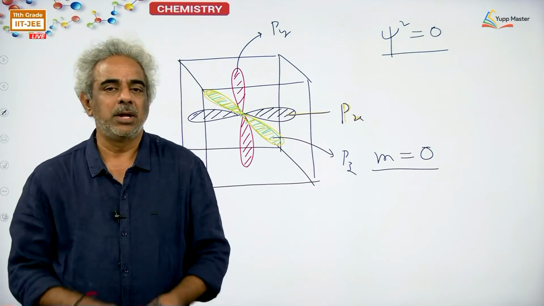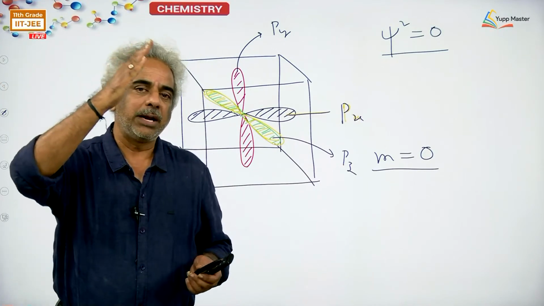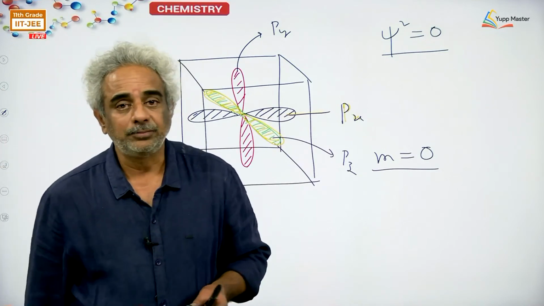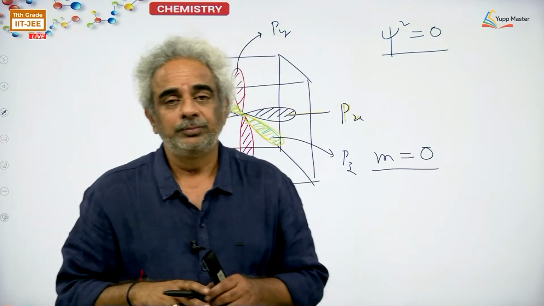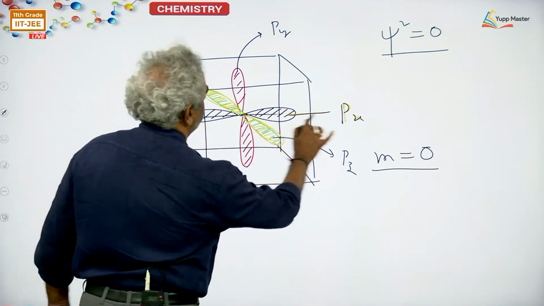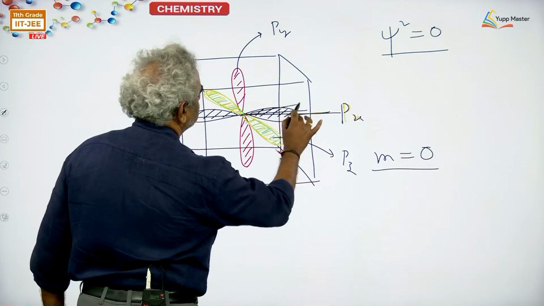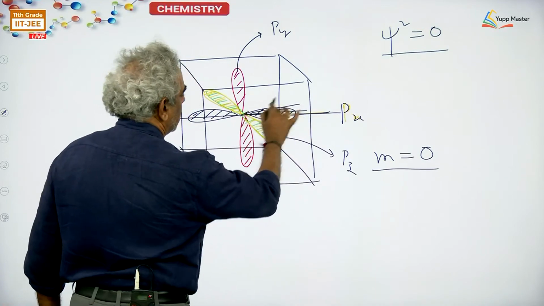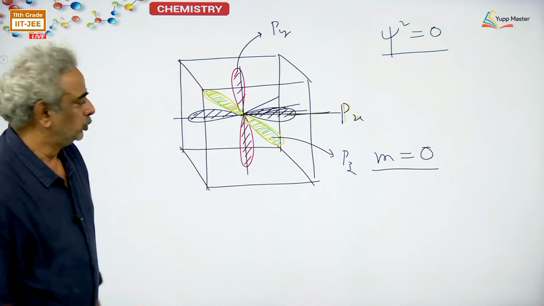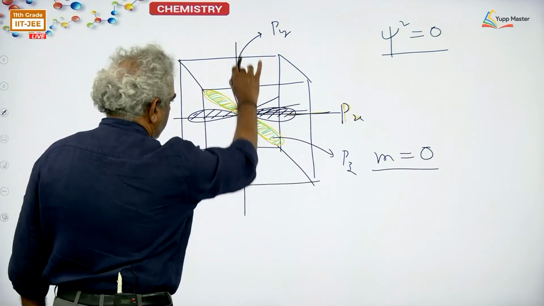What does that mean? In that s orbital, in whatever direction you change the angle, psi square will not become 0. But in P, what will happen? If you change the angle, see, this is P. If you keep changing the angle, psi value keeps on changing, and at one particular angle, psi totally becomes 0. So this is the plane. This is the plane.